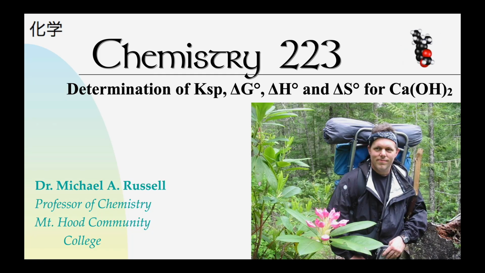Welcome to the Chemistry 223 lab with the longest name of all the classes, I think. But anyway, the lab is the determination of Ksp, delta G, delta H, and delta S for calcium hydroxide. And it's kind of a cool lab, a lot of little pieces in there. We're going to pull all this thermodynamic stuff together. But anyway, I'm glad you're here and let's talk about it.